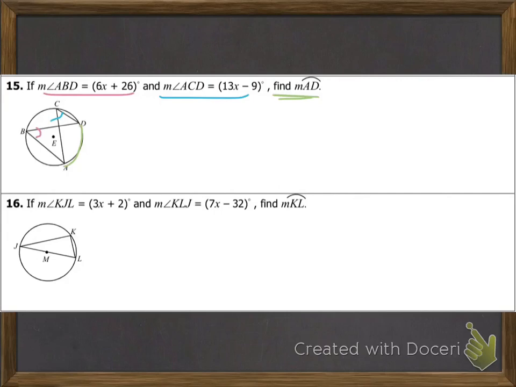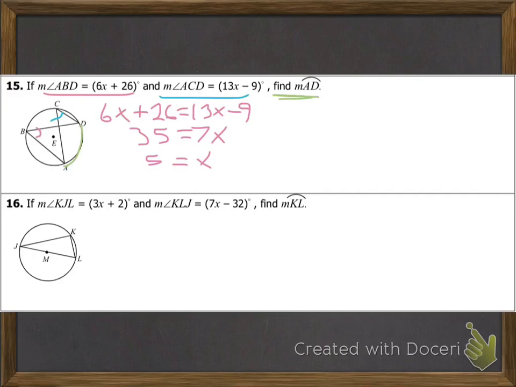So remember, since they are overlapping arcs, the angles are going to be equal. So we're going to have 6x plus 26 equals 13x minus 9. So we need to solve this for x, so subtract the 6x from both sides, add the 9, and you're going to end up getting 35 equals 7x. You then divide by 7, and x is going to be equal to 5.